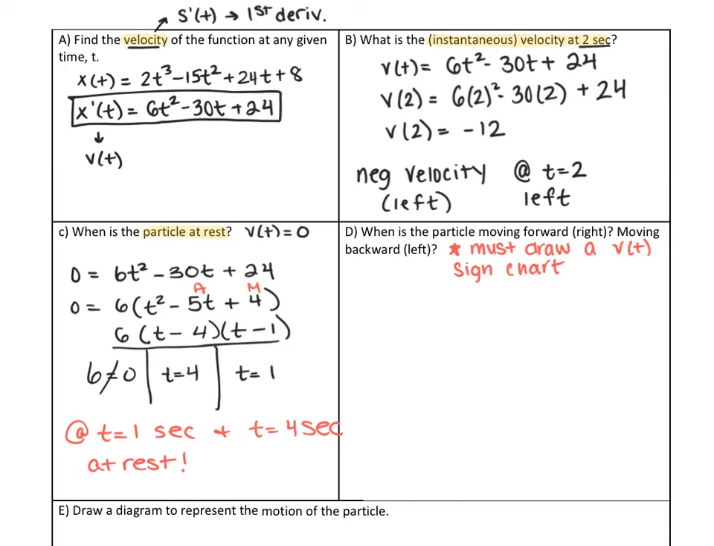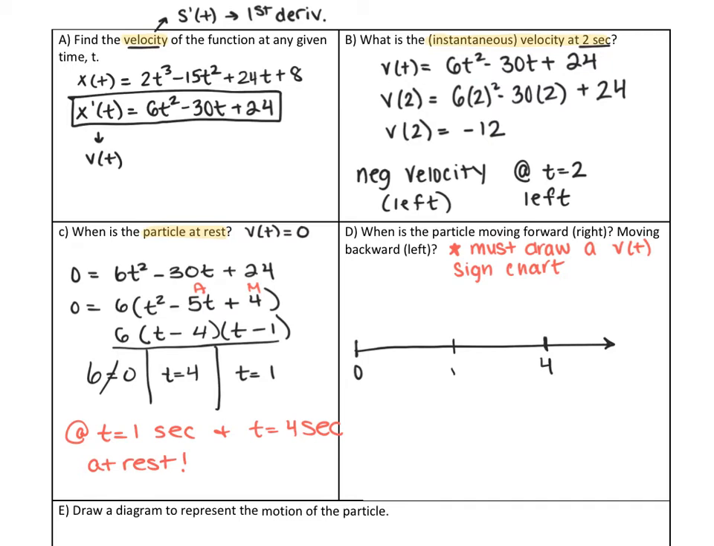Okay, so what does that mean? So I'm going to draw a line, and here is time equals 0, and I'm going to put the particle's at rest here, 4 and 1. So I'm going to put 1 here, and I'm going to put 4 here. And we're going to test some values. So let's choose a number between 0 and 1.